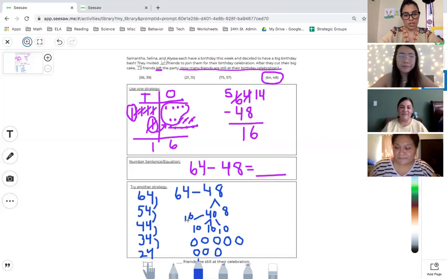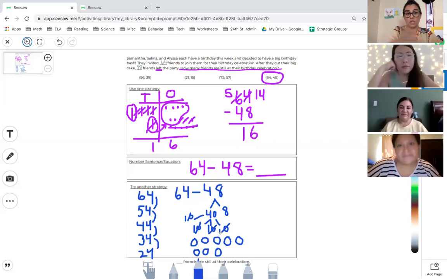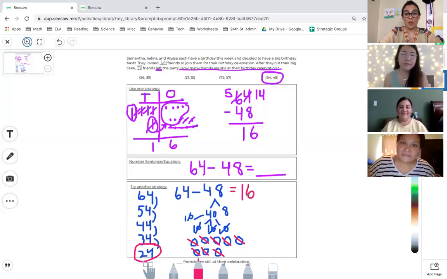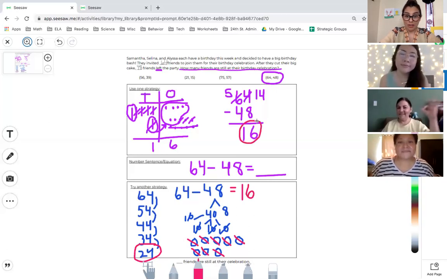And she showed that she crossed out each of these tens to really visualize that she already took those away. She doesn't need to do that again. And I'm going to use a different color to show taking away. So she's at 24 and then counting back. 24, 23, 22, 21, 20, 19, 18, 17, 16. And then she was left with a total or a difference of 16. Wow, and that's exactly what we got in our standard algorithm and in our tens and ones strategy.